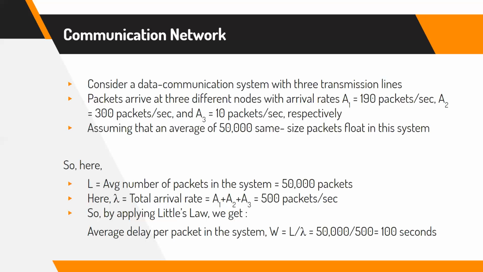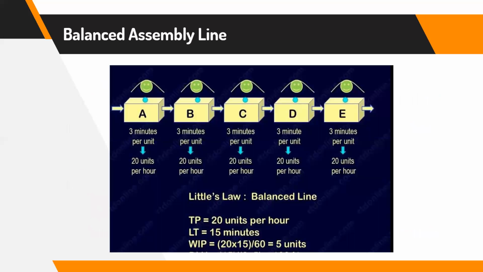Next, now I'll talk about the application of Little's law in a balanced assembly line. Suppose from the figure we can see that there are five machines in the assembly line named A, B, C, D, and E, and we are given that the processing time of each machine is 3 minutes per unit, which is equivalent to it producing 20 units in 1 hour.